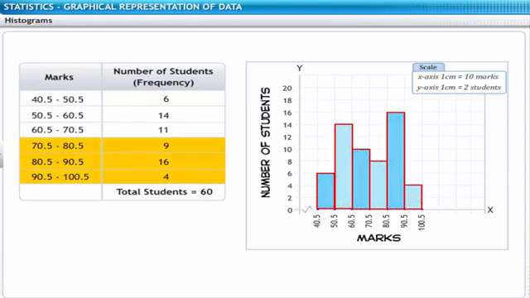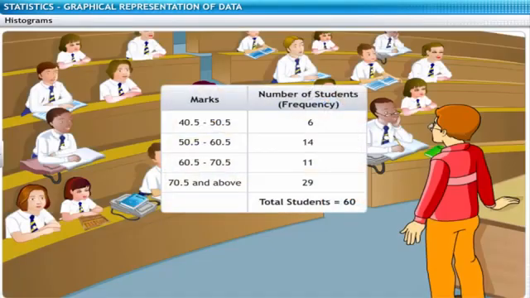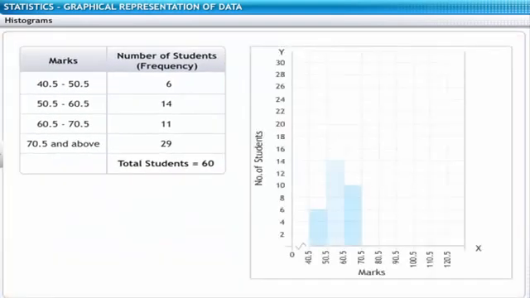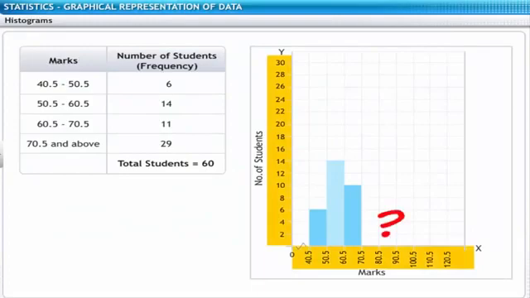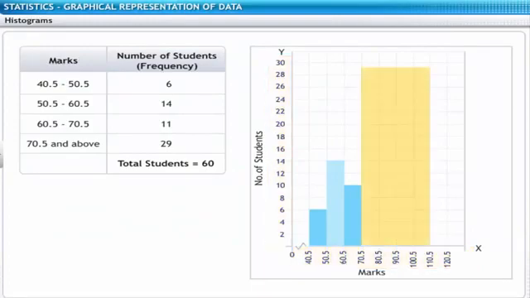Now the school has decided to give honor certificates to all the students who scored above 70.5 in the Maths Olympiad. To show how many students scored the required marks, the data table was modified as shown here. Let us see how a histogram representing this data looks like. You can see that the class intervals are not the same here.